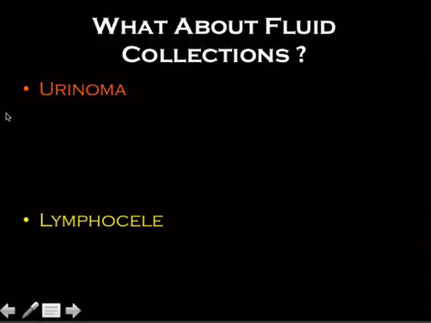So what about fluid collections? There are 2 fluid collections that are traditionally associated with transplants. One is the urinoma, and one is the lymphocele. And there are 2 big differences here that are worth knowing. One is that the urinoma is typically seen early. If you've got a urine leak, that's going to present early. Lymphatic problems will come in later. That's intuitive.